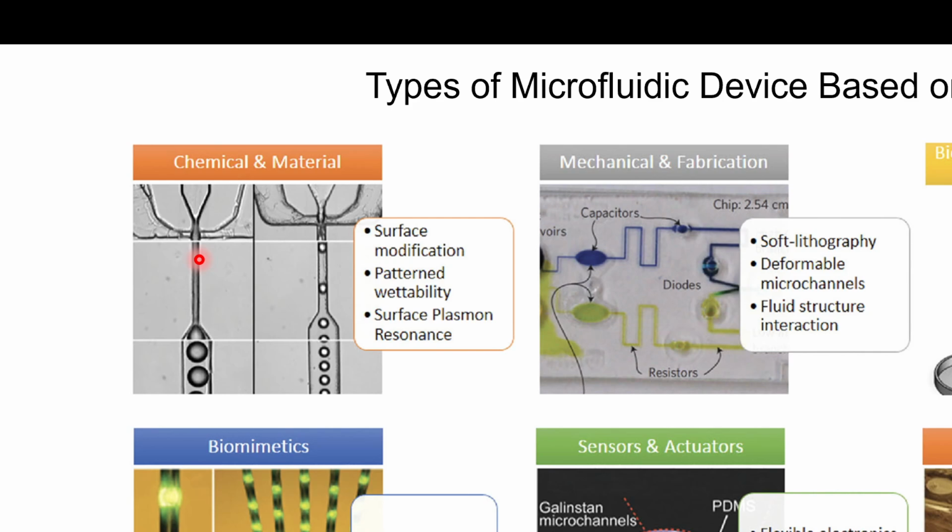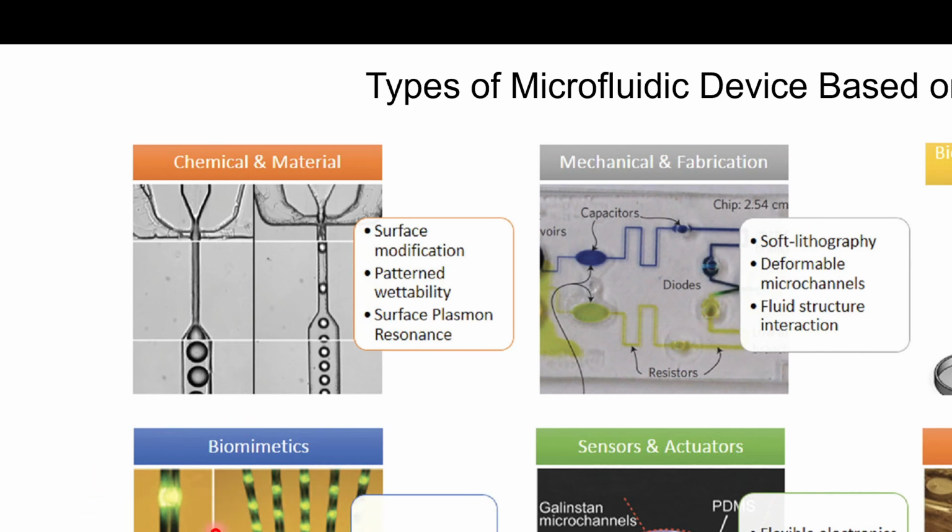The next one is mechanical and fabrication. Generally, soft lithography, deforming mechanical microchannels, and fluid structure interactions are discussed in this field. Another one is biological, biomedical, and lab-on-chip applications, where they do in vitro models, in-cell tests, cytometry, and low cost diagnostics.